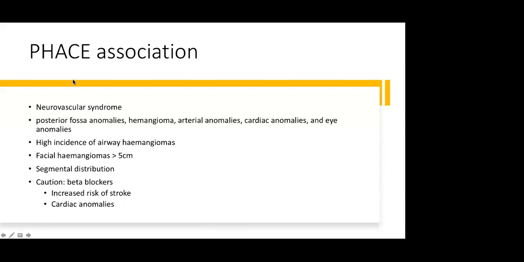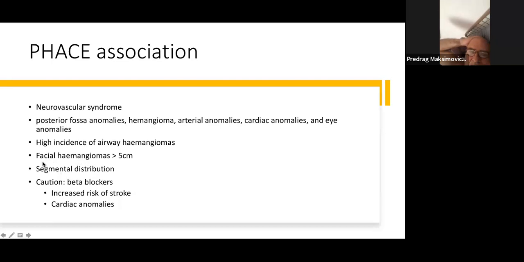So one of the things to bear in mind when looking at patients with hemangioma is the PHACE syndrome association. That's a neurovascular syndrome known for posterior fossa anomalies, hemangioma, arterial anomalies, cardiac anomalies, and eye anomalies. They've got a very high incidence of airway hemangiomas, I think ranging up to 30%. They commonly have a facial hemangioma that's more than 5 centimeters in segmental distribution. These are infantile-like hemangiomas that respond to beta blockers.